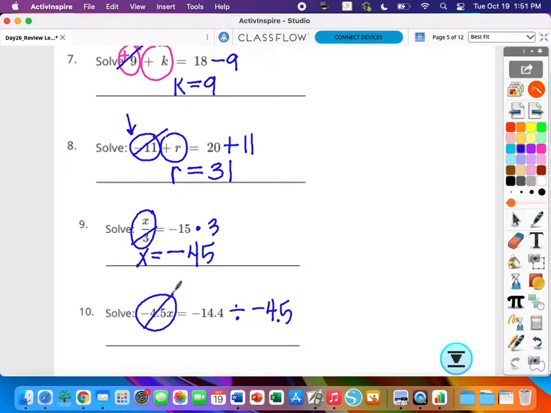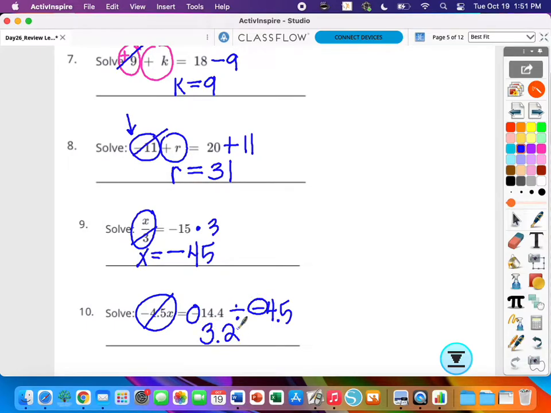So we're going to divide by negative 4.5. So we have negative 14.4. Make sure you notice that's negative. Divided by negative 4.5. 14.4 divided by 4.5. I know it's going to be a positive because there's two negatives. And it's going to be a positive 3.2.